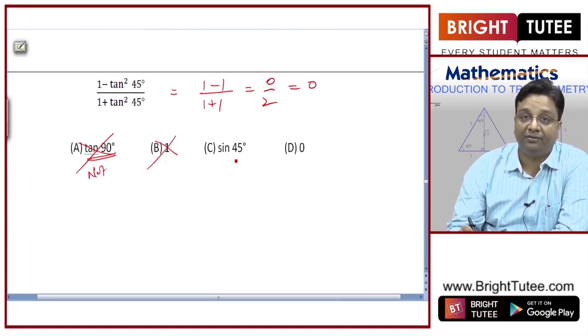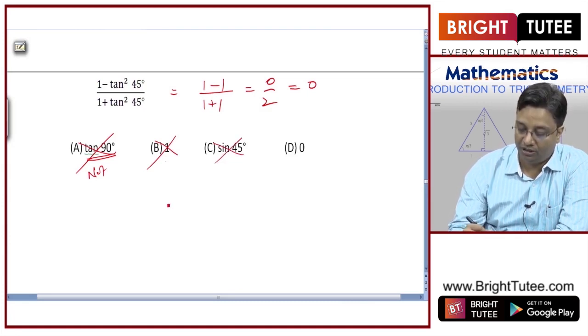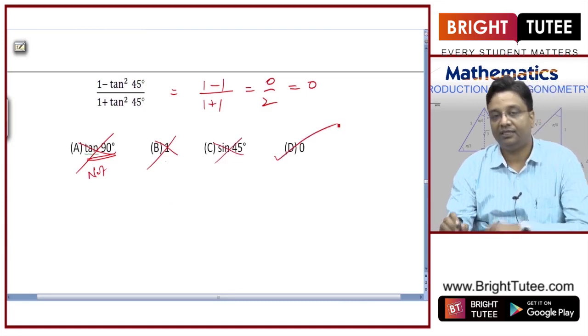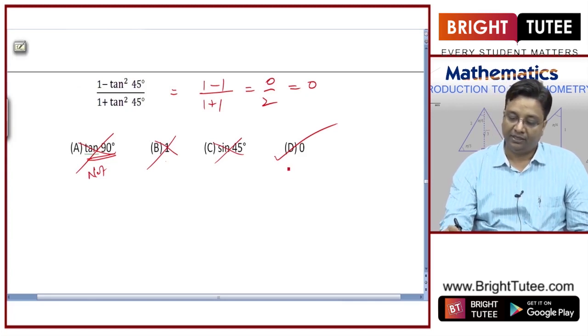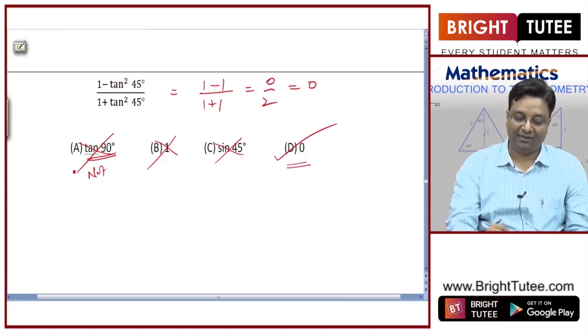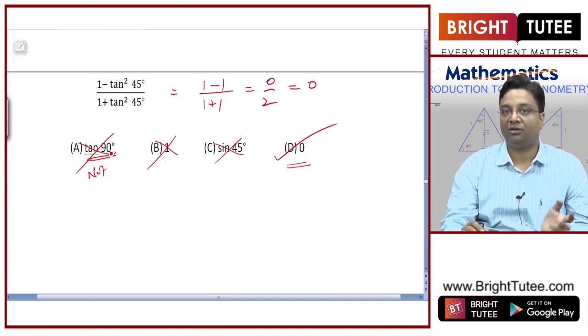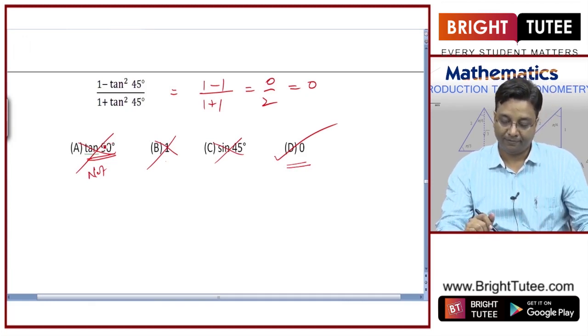Sin 45. Sin 45 is 1 by root 2. So this is not the correct option. This is obviously the correct option. Right? This can be seen at first glance also, but I am explaining why other options are not correct options, right?